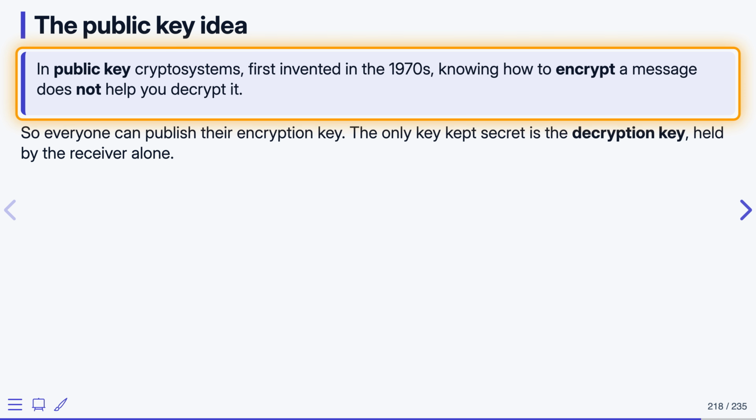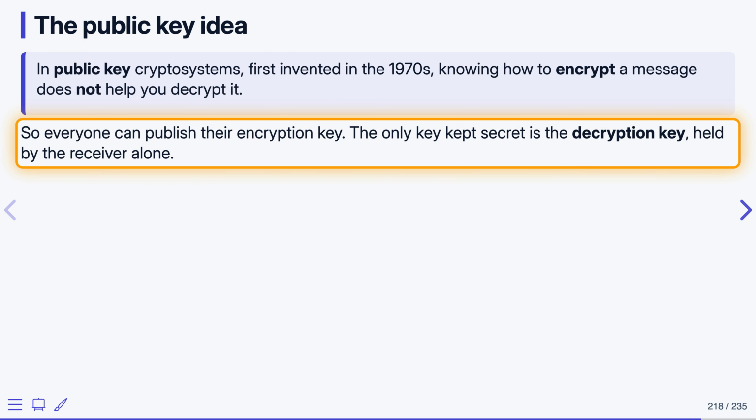In the 1970s, people invented a very different idea called public key cryptography. Knowing how to lock a message does not tell you how to unlock it. The two keys come apart. That changes everything. The encryption key can be printed in a public directory for the whole world to see. Only the decryption key stays secret and only the receiver holds it. So anyone can send you a locked message without ever meeting you and without any shared secret. But only you can open it. That is the idea the whole modern internet runs on.